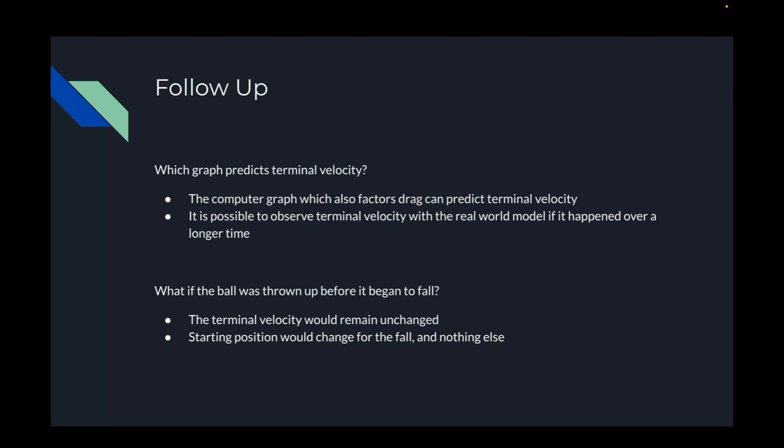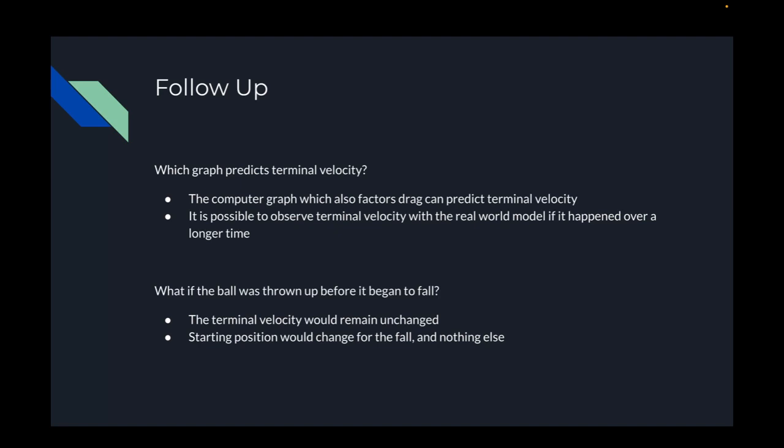Which graph predicts terminal velocity? The computer graph, which also factors in drag, can predict terminal velocity. It is also possible to observe terminal velocity in the real-world model if it happened over a longer time, because eventually your change of position is just going to become a flat line instead of a curve.